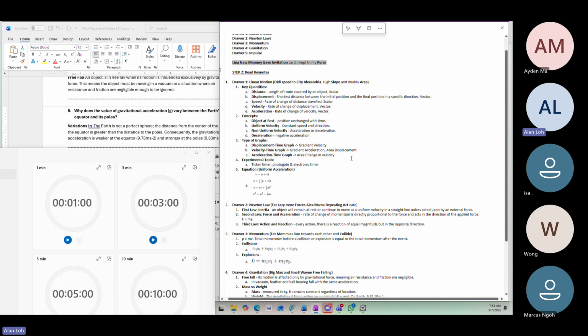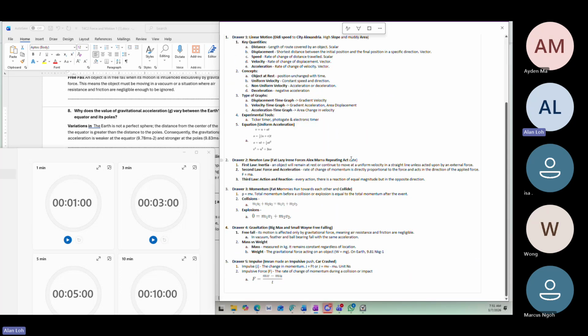But what about drawer number two, which is Newton's law? And the drawing in Newton's law is what? A fat, lazy Irene forces Alex's mama repeatedly acting cube. So there are three laws over here. You have the inertia, you have the force and acceleration, you have the action and reactions, right?